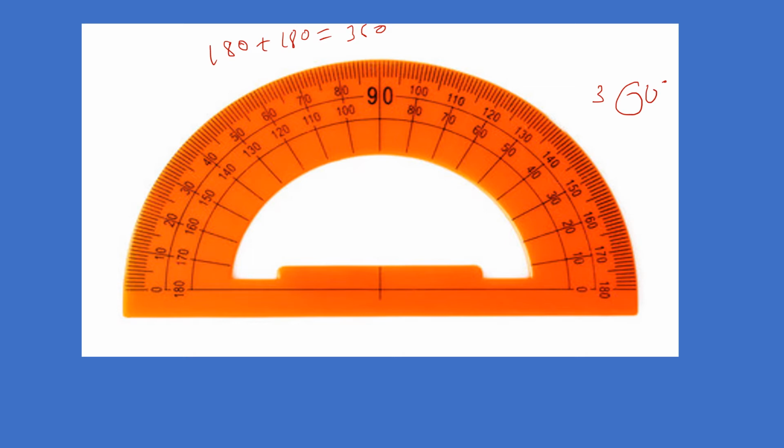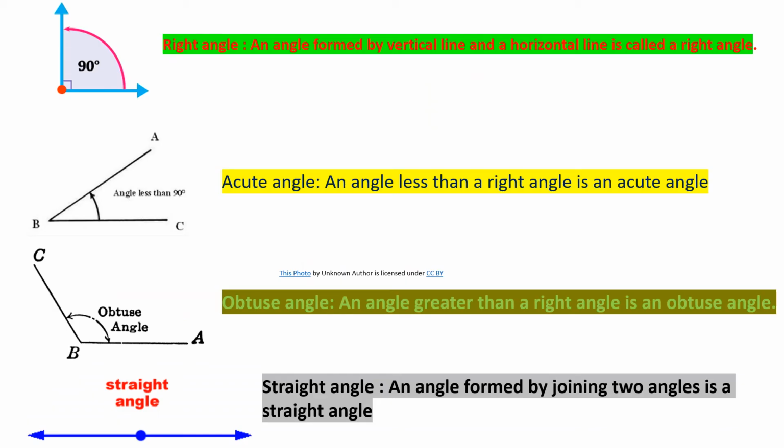Now see, right angle. This is the right angle, meaning the measurement of a right angle is always 90 degrees. The measurement of a right angle is always 90 degrees. We can make a right angle in this way also. This is the right angle. So right angle, how are right angles formed?